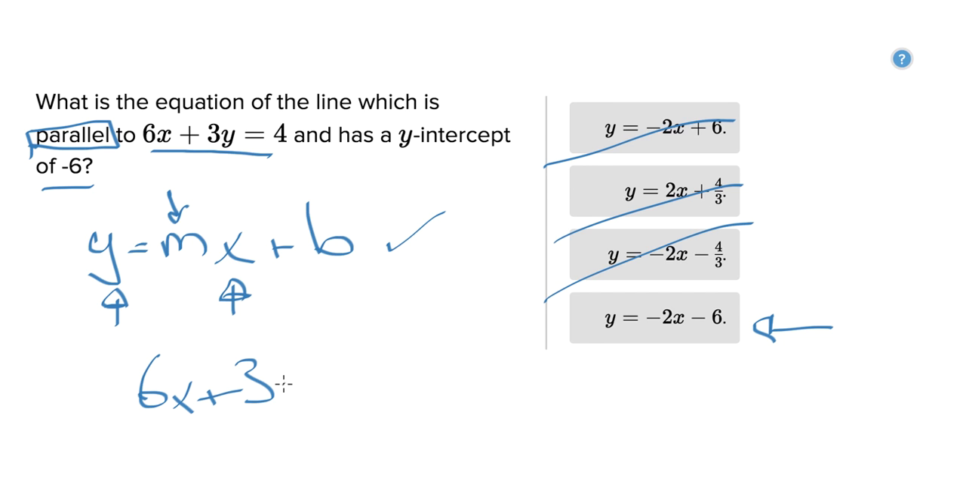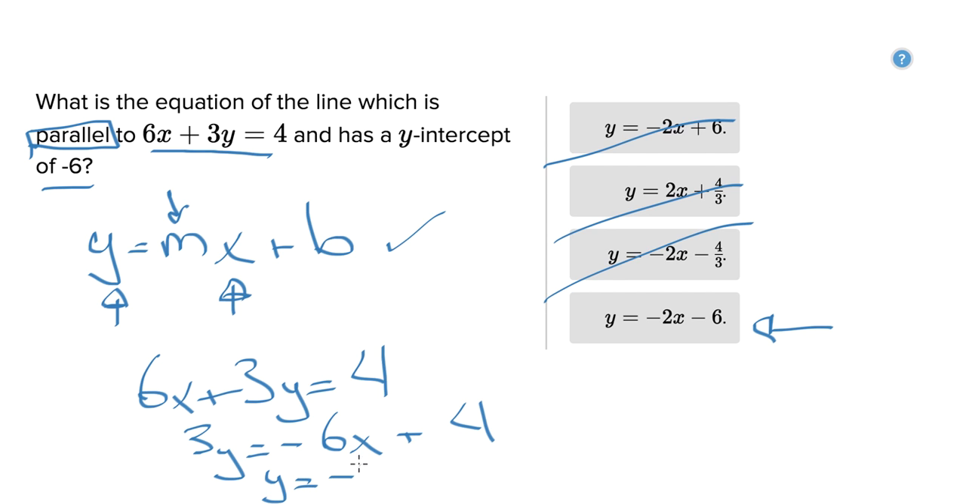6x plus 3y equals 4. We can go ahead and subtract 6x from both sides, so we get 3y equals -6x plus 4. We can divide by 3 so that we get rid of this coefficient in front of the y. We end up with y equals -2x plus 4 over 3, right?